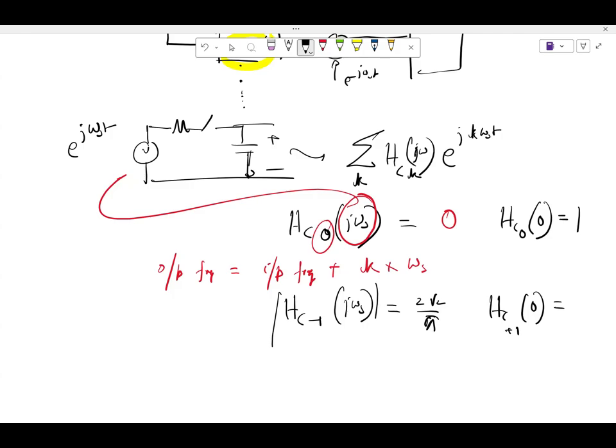Output is at, input is at 0, output is at omega s. So what should I get? Means 0, right? Okay. So note that we have done this in a number of ways.